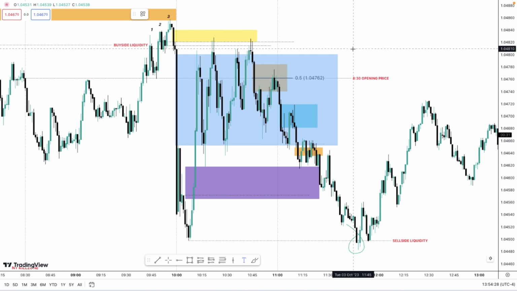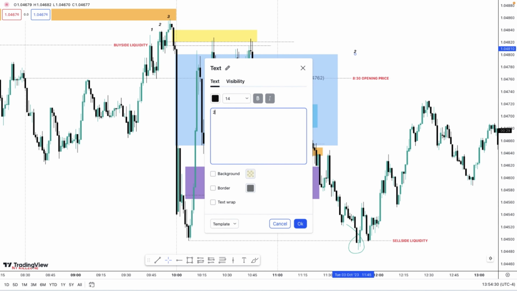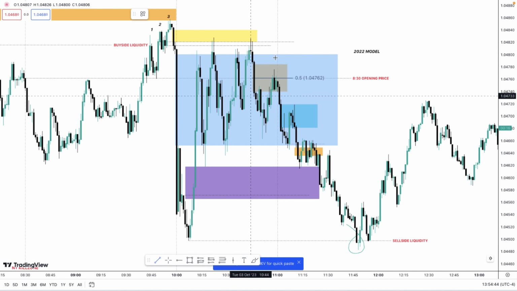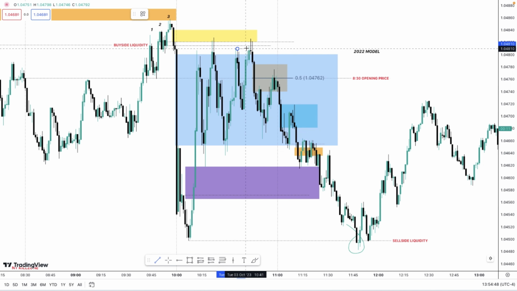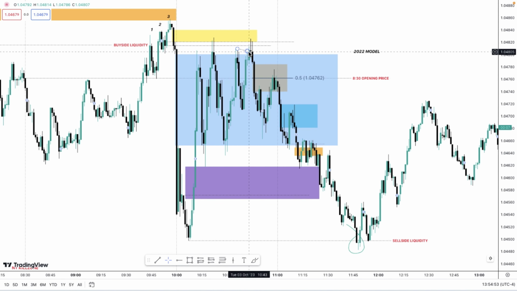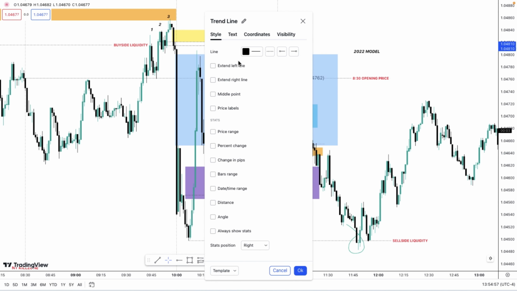So whenever you see me talk about 2022 model, I'm talking about this. It's the ICT 2022 mentorship, where you wait for buy side liquidity in between the New York kill zone time. So the most important thing here is time, guys. Time.